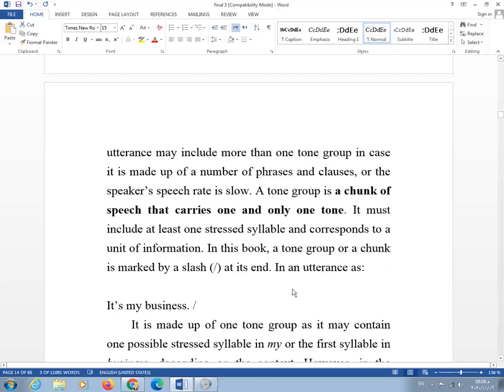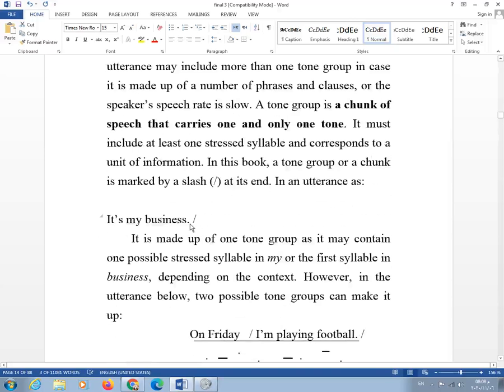Okay, in this book, a tone group or chunk is marked by a slash at its end in an utterance, such as for example, it's my business, and this is an utterance. Okay, this is a sentence. There is a difference between a sentence and an utterance. A sentence is a grammatical concept, whereas an utterance is a pronunciation unit. So it equals an informational unit. So it's my business. خلاص أنا كده the utterance بتاعي حطيت على طول ال slash to end the utterance. This utterance اللي شايفينه ده makes one tone group. One tone group. لا اسم تاني one tone unit. لا another name لا ممكن نسميها chunk.